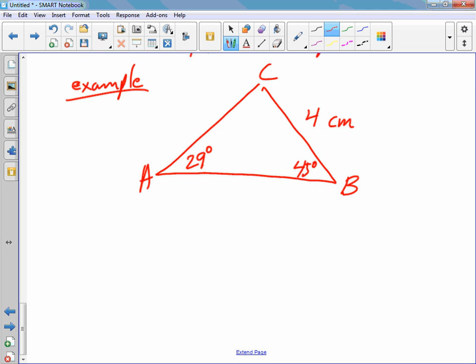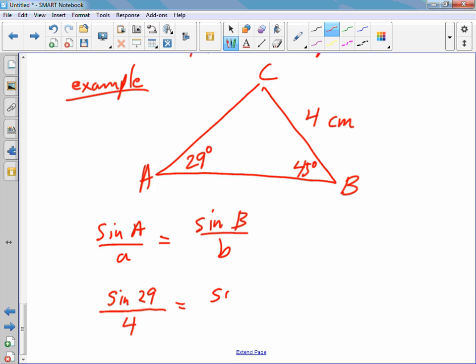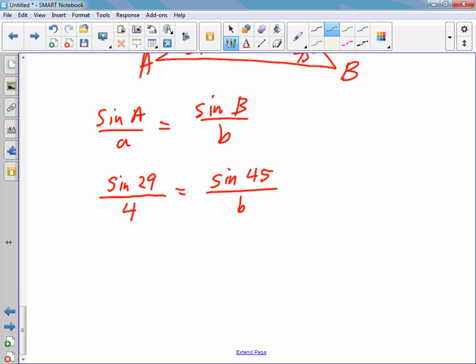Okay, so we can say, and again, you just need 2 at a time, sine A over A equals sine B over B. And then it's just a proportion. One fraction equals another. So we have sine of 29 over 4 equals sine of 45 over little b. You're right, x would work, and that's fine. And then all you got to do is solve that. Everybody solve that real quick.